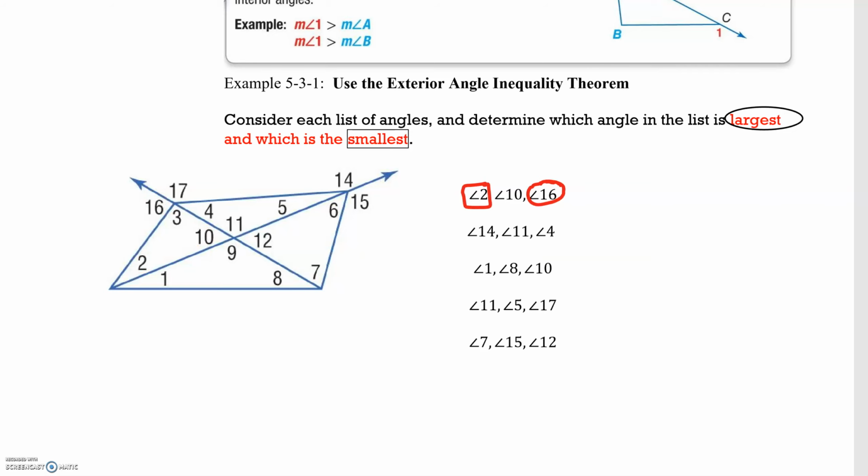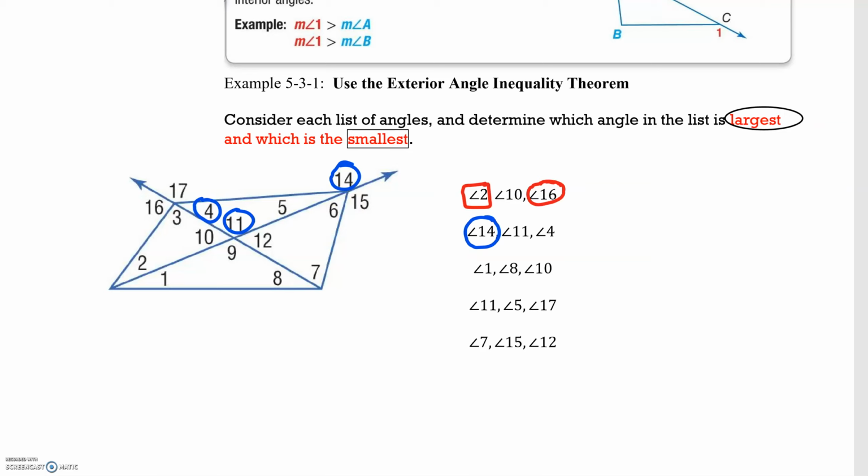And now we're going to compare 14, 11, and 4. So here's 14, here's 11, and here's 4. So the two of these add up to 14. So the exterior is going to be the bigger one. So we're going to circle the 14 because it's going to be the biggest, or the largest.